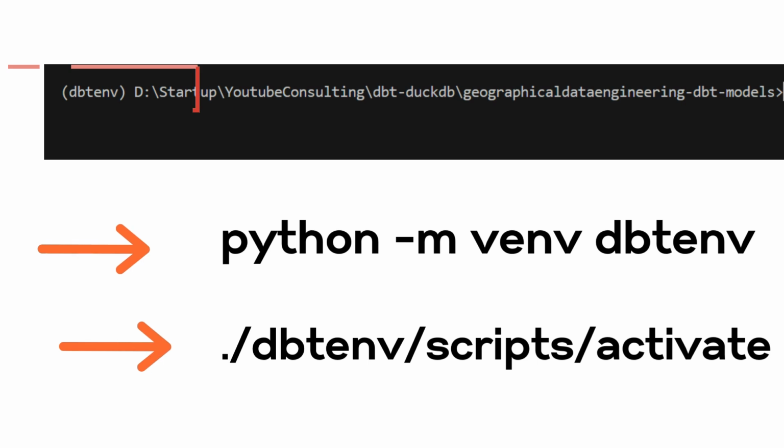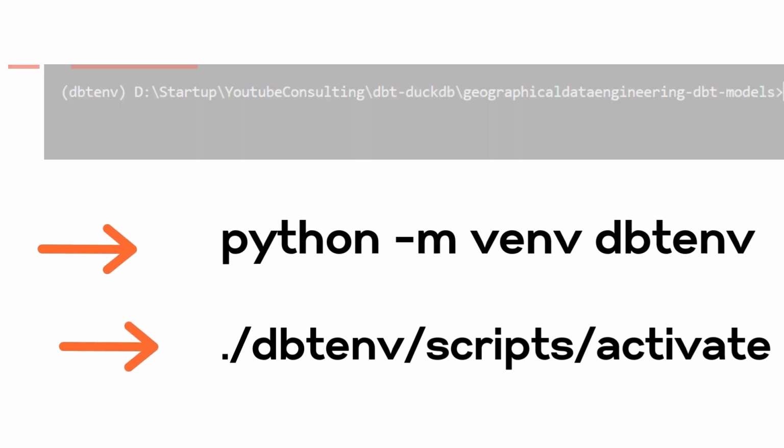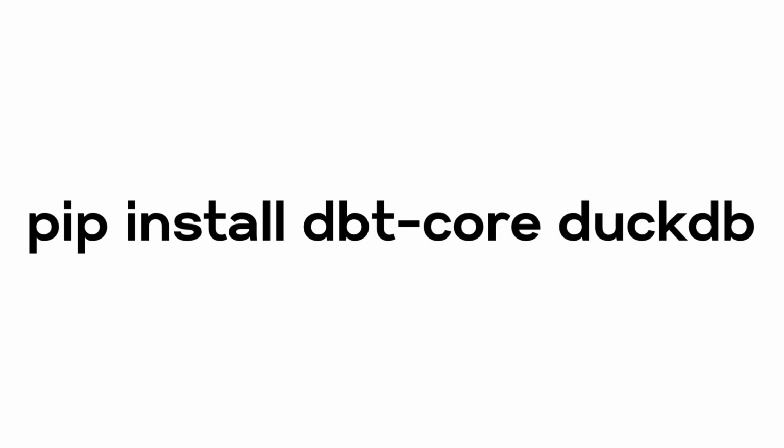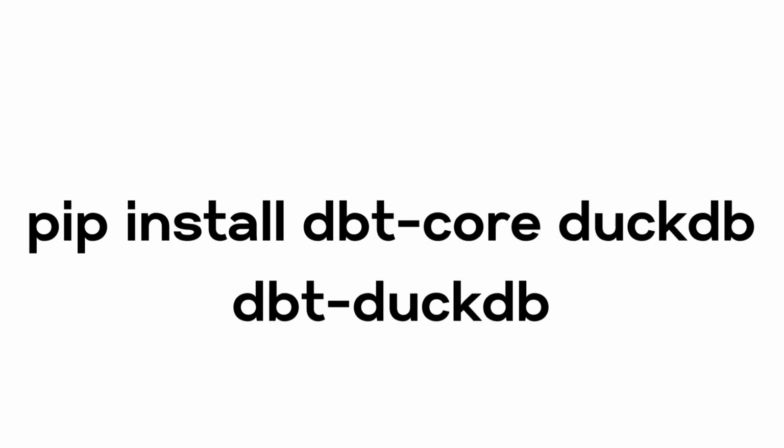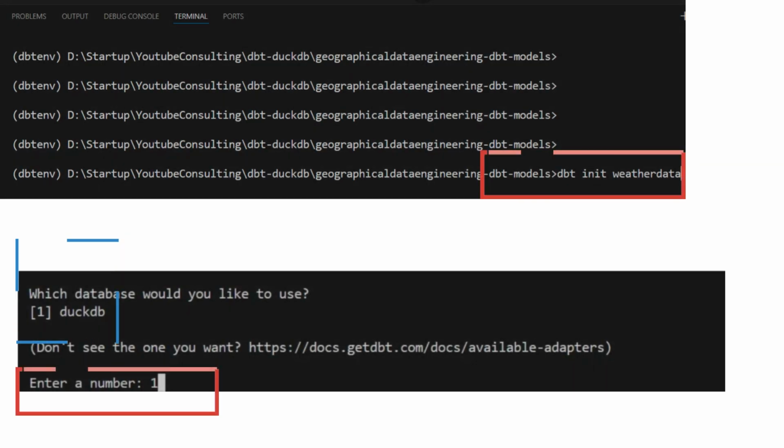You can create a virtual environment by typing in the directory python -m venv dbtenv. You can activate the virtual environment using the shown command. We need to install DBT Core, DuckDB, and DBT-DuckDB. For doing that, we can use pip install. Let us create a project using dbt init weather_data, and let us use DuckDB as the database.